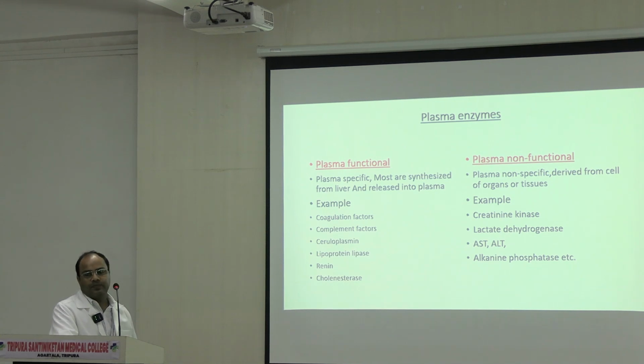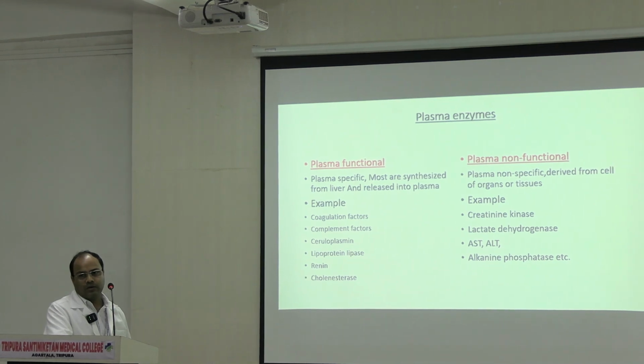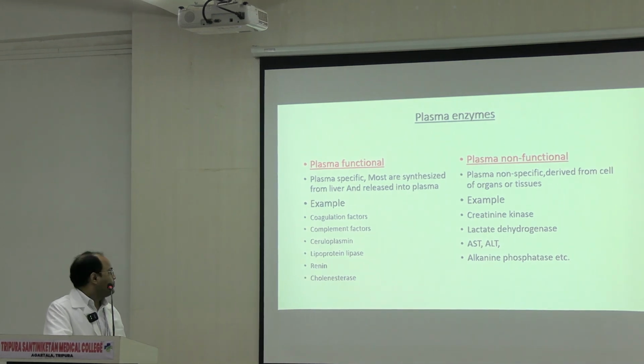Ceruloplasmin. This is an inflammatory protein secreted from liver. It has a beautiful action in our body. It stores and transports copper ion. Copper, okay, I will tell you later.